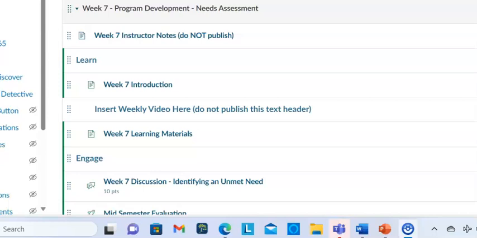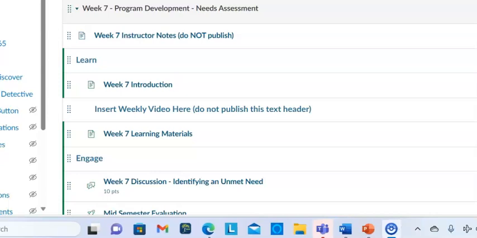Good evening. This is now week 7. We are at the halfway point of Social Work 636. And this week, the primary focus is on identification of social problems and needs assessment. So let's go to the introduction for this week.